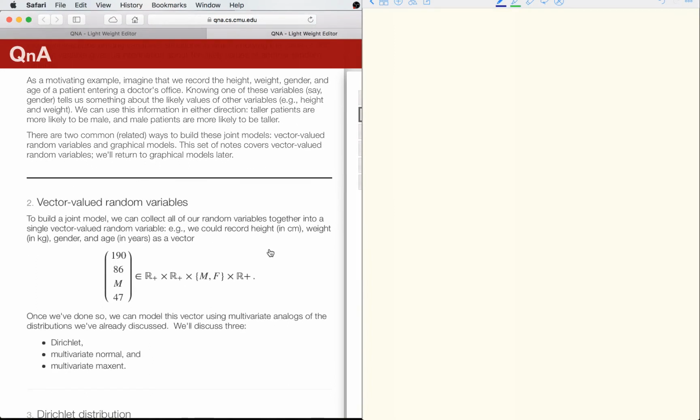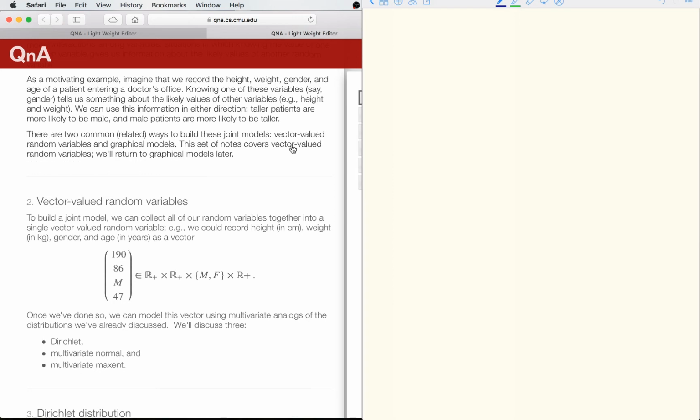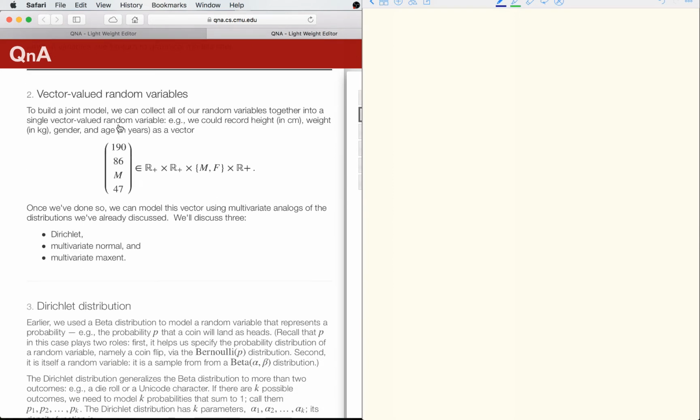Now, there's actually a couple of ways that people commonly use to build these joint models. We're going to talk about one of them here, which is just to collect all of the random variables together into a big vector, right? So here is one patient who has height 190 centimeters, weight 86 kilograms, gender male, age in years 47. And that's an element of some vector space, which we make as the product of all of the ranges of the individual random variables. Actually, it's not, in this case, a vector space because it has the discrete component. In general, it could be a vector space.